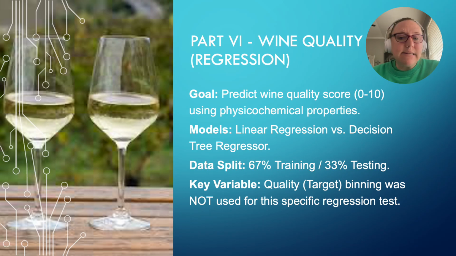We initially treated this as a regression problem to predict exact quality scores using those physiochemical properties like acidity and sugar. We compared a linear regression model against a decision tree regressor to see which would better predict the specific numerical quality of the wine.